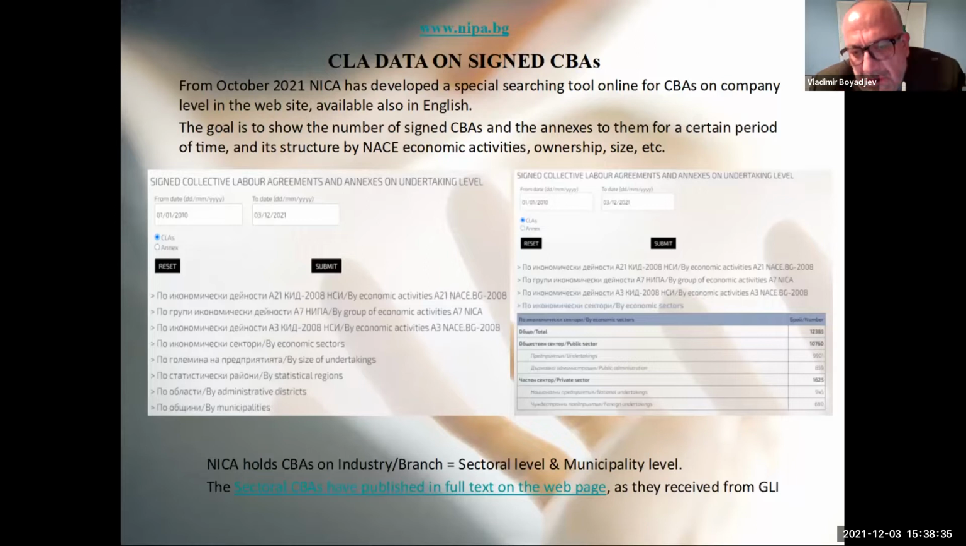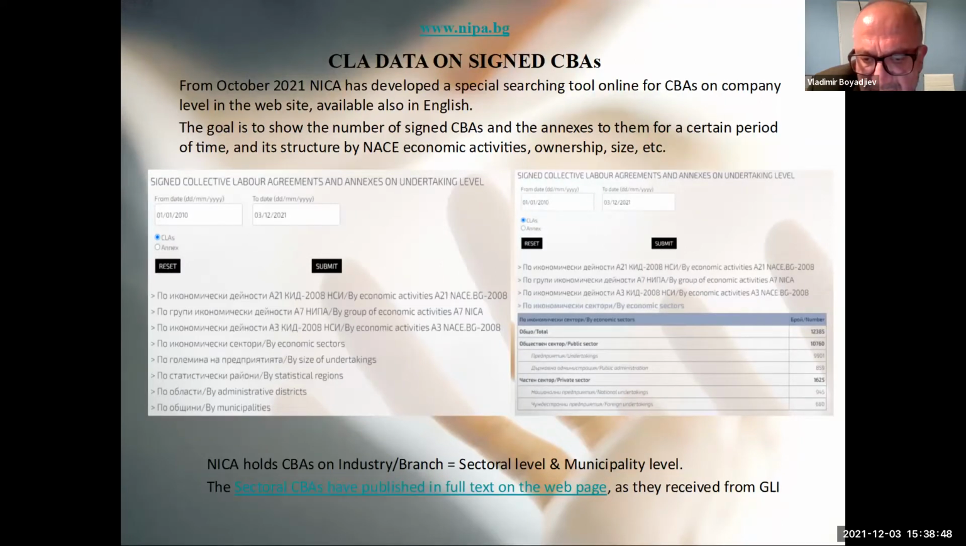We also have an obligation to provide public information, I mean the full text, only for collective bargaining agreements concluded on industry branch level, which means sectoral level, and municipality level. We have some problem about municipality level, but on this link we can see all collective bargaining agreements on sectoral level. Please, next slide.